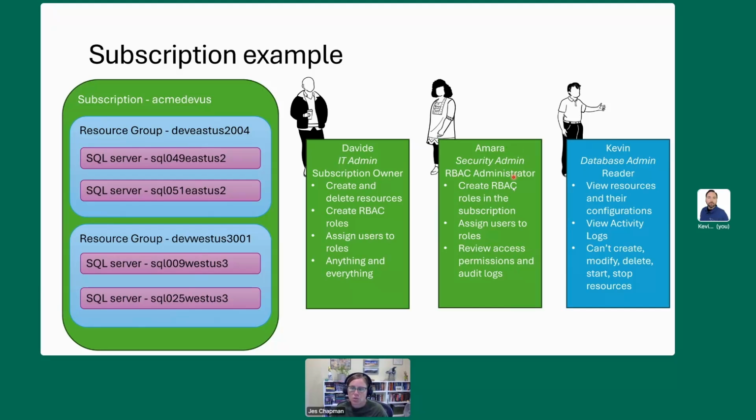So she's able to do things like create new RBAC roles. She can assign users to those roles. And again, anyone else with this RBAC admin role, anyone on her team, could also review permissions and review audit logs within Azure. This team does not have access to create new resource groups or create new resources. In this scope, their permissions are limited to the security aspect of it.